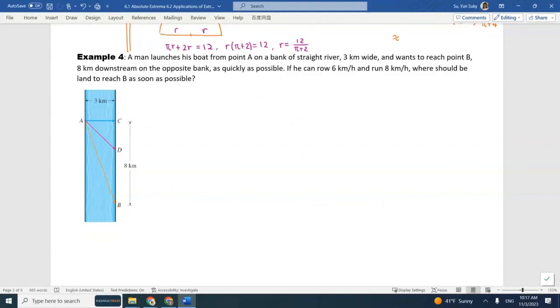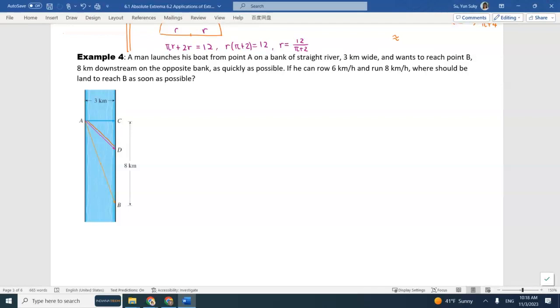A man launched his boat from point A on a bank of a straight river, 3 kilometers wide, and wanted to reach point B, 8 kilometers downstream on the opposite bank, as quickly as possible. He can row 6 kilometers per hour and run 8 kilometers per hour, which makes sense. You run faster than you row, right? Where should he land, to reach point B as soon as possible?